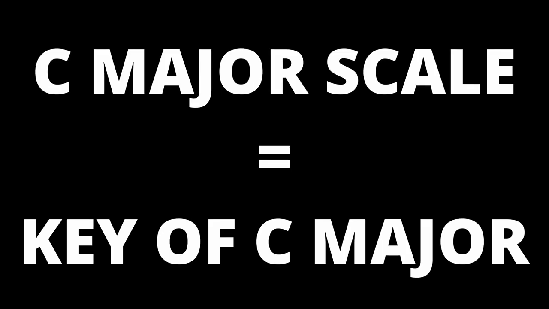For example, a song that uses the notes from the C major scale is in the key of C major. The C major scale has the notes C, D, E, F, G, A, and B. The A natural minor scale has the notes A, B, C, D, E, F, and G.